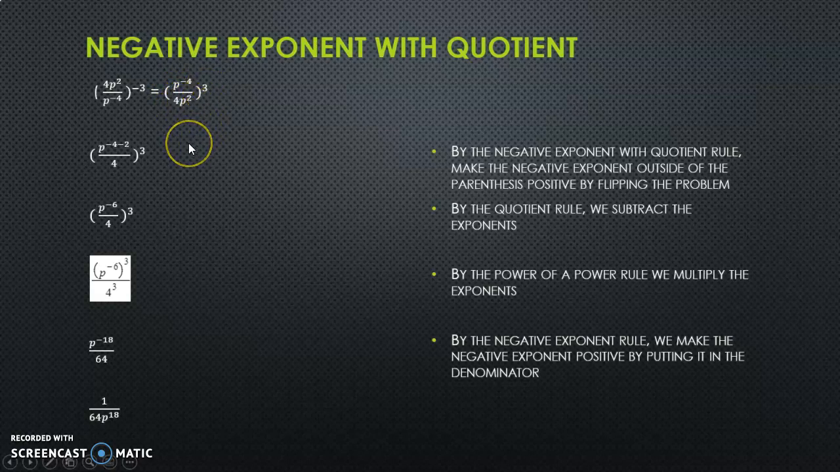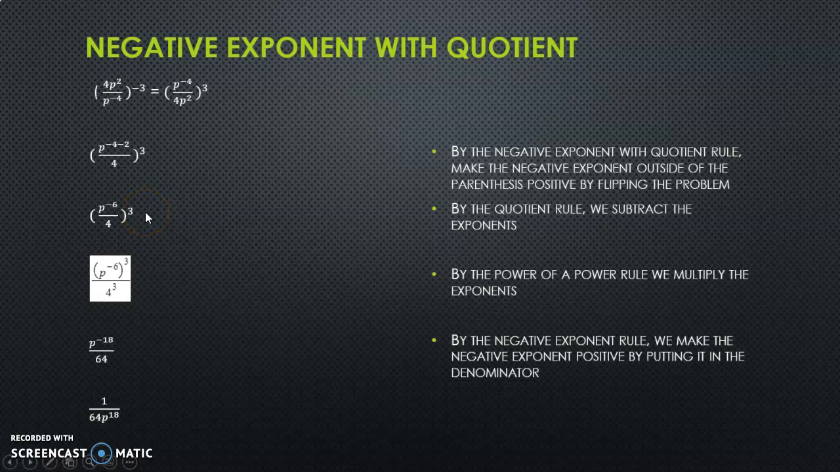Then by the quotient rule, we need to subtract our exponents. Subtracting our exponents, here we have a p in the numerator and a p in the denominator, so that gives us p to the negative 4 minus 2 power over 4, all raised to the third power. Subtracting our exponents, we'll get p to the negative 6, because this is negative 4 plus a negative 2, keeping our 4 in the denominator, all raised to the third power.